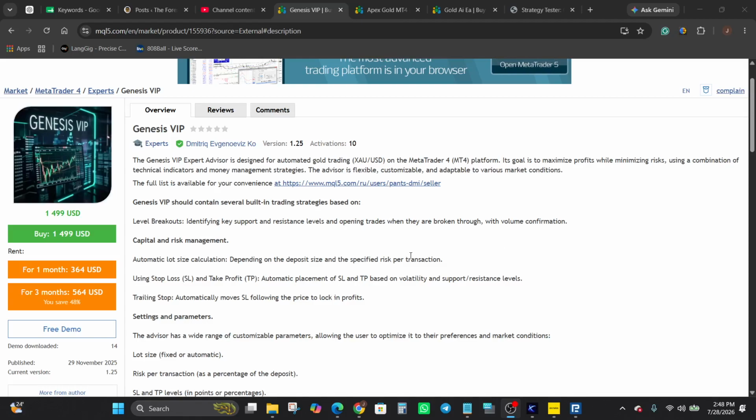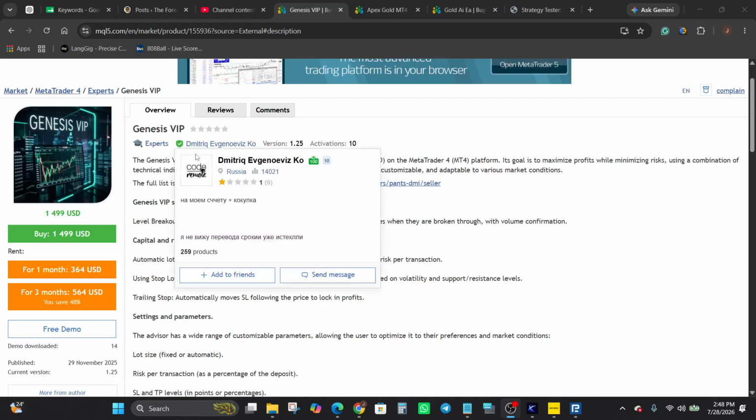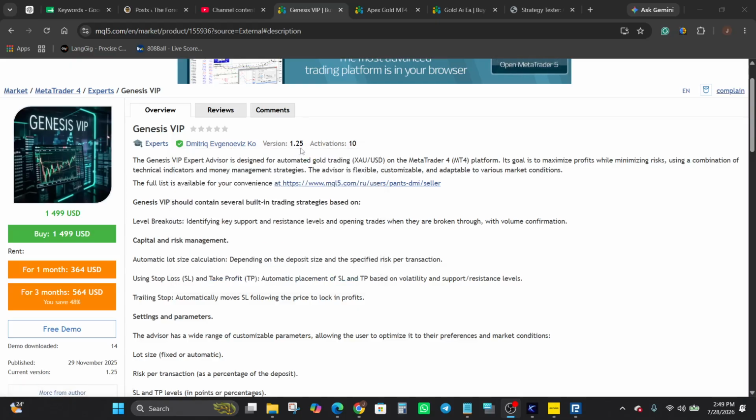So looking at the marketplace listing, the advisor is created by developer Dmitry Evgenovich Co. and is currently on version 1.25. It is available for a one-time purchase price of 1,499 US dollars, or you can opt for rental options at 364 US dollars for 1 month or 564 US dollars for 3 months, which offers a 48% savings.